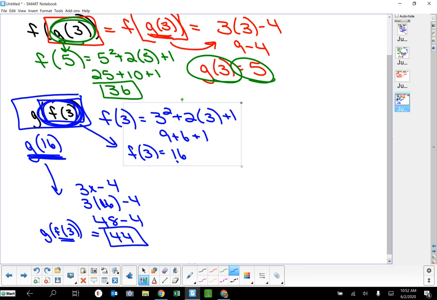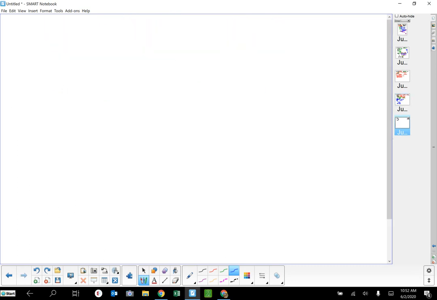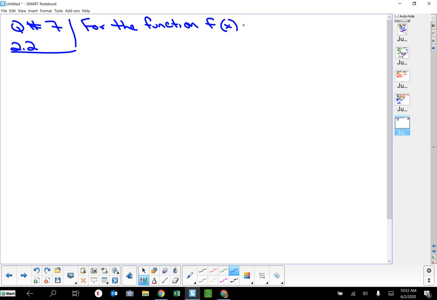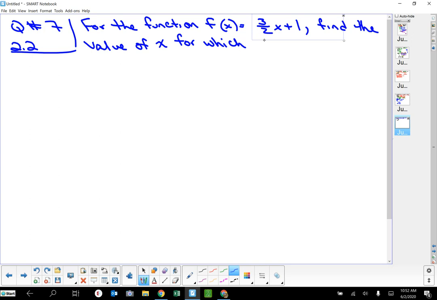Okay, the last question in 2.2 looks something like this, and it's fairly straightforward. This is question number 7 in 2.2 in Varsity, and it will look like this. For the function f of x equals 3/2 x plus 1, find the value of x for which, this is wording directly out of Varsity, f of x equals x.